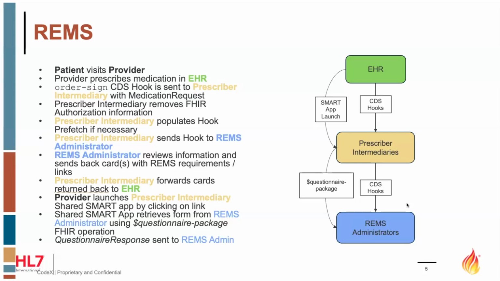That shared SMART app works similarly to how DTR does in the Da Vinci use case. It queries for a questionnaire package from the REMS administrator, and it can build up a form in a common way for completion, collecting the information needed to register patients and the prescribers. And it's able to make use of pre-population using CQL.